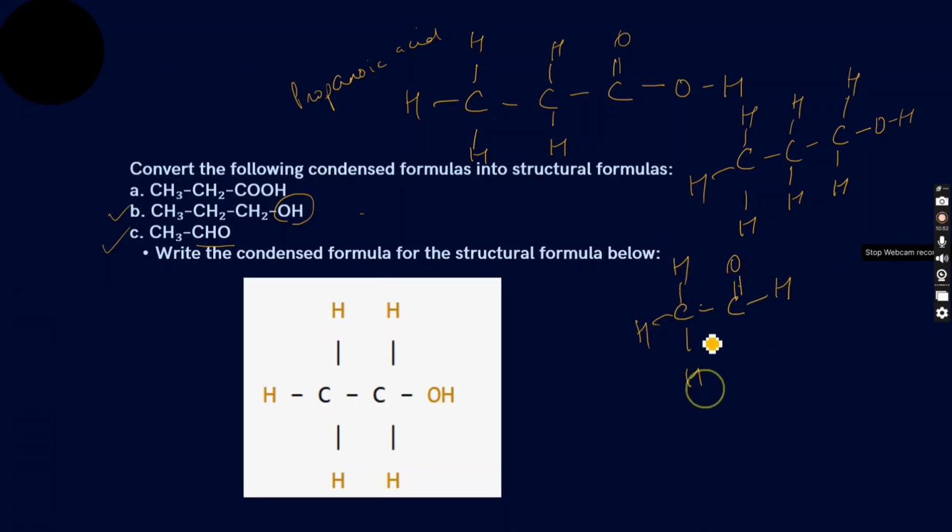Now this is another one. Write the condensed formula for the structural formula. Now here you see structural formula is given. You have to write the condensed formula. Easy one. You see if any functional group is there. So from there you can find it out. So here OH is the functional group.